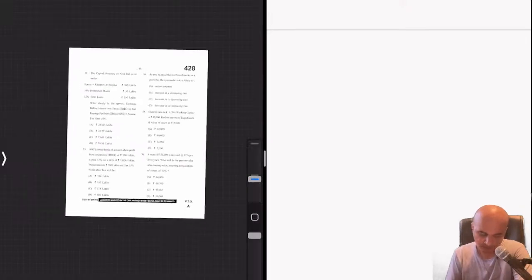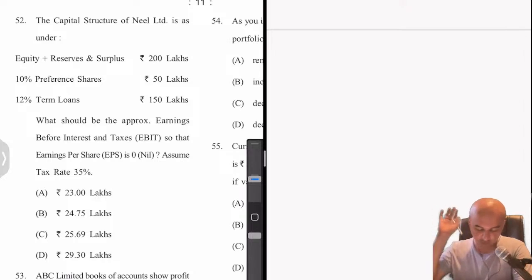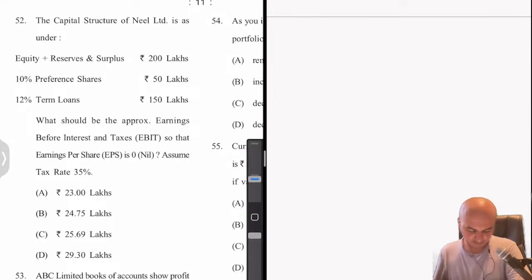Next, question number 52. The capital structure of NEEL Limited is as under: equity plus the reserves is given, 10% preference share is there, 12% term loan is there. What should be the approximate earnings before interest and taxes so that earnings per share is 0? Assume tax rate of 15%. In this case we'll have to work backwards because they have given the EPS. So we will start from EPS itself. Let's see what do we have.